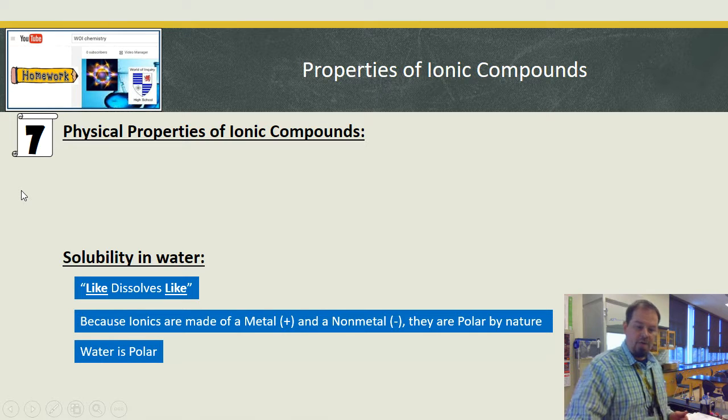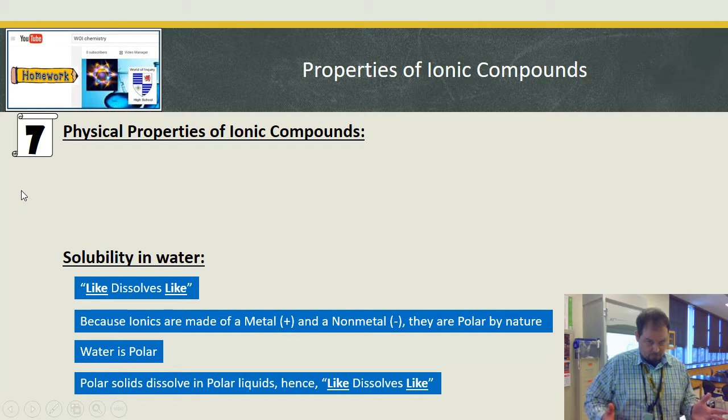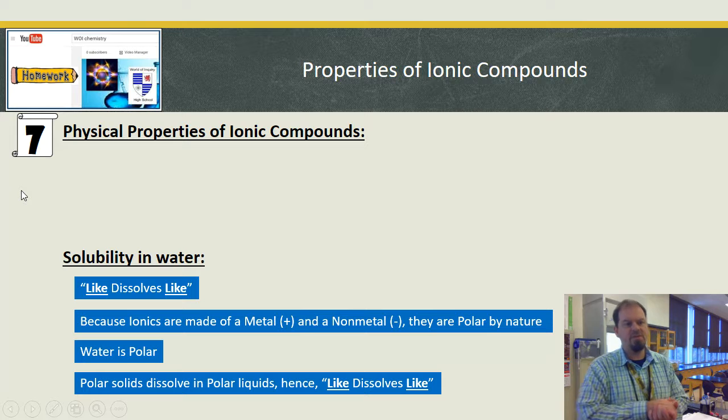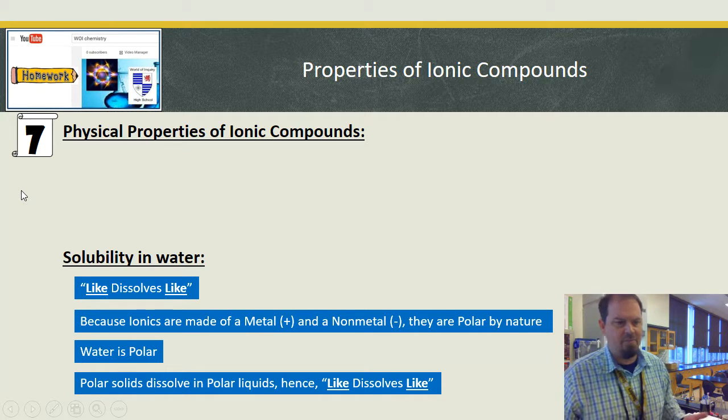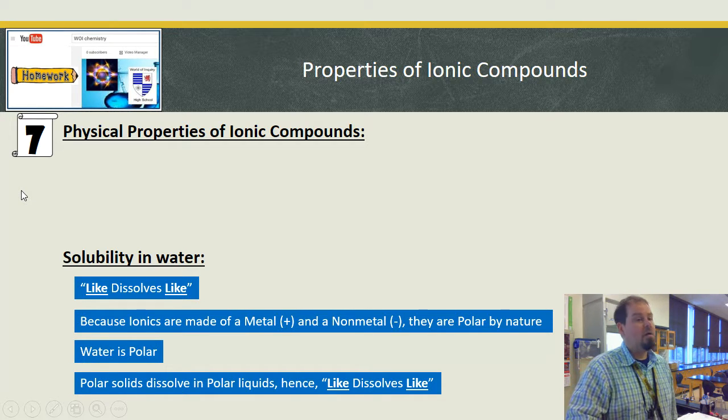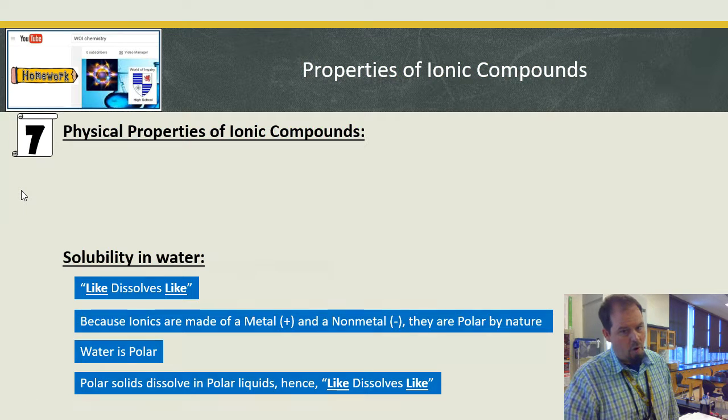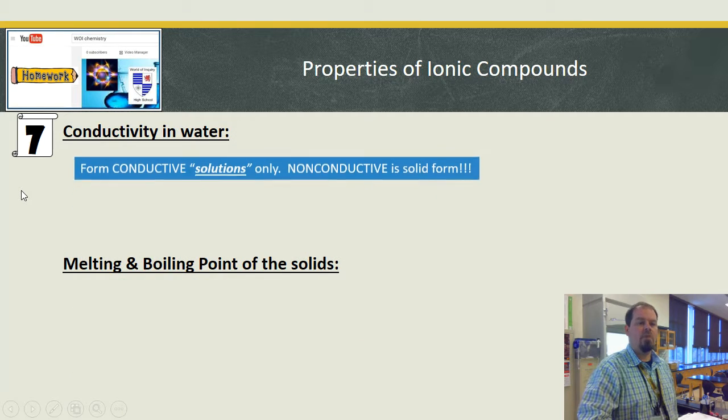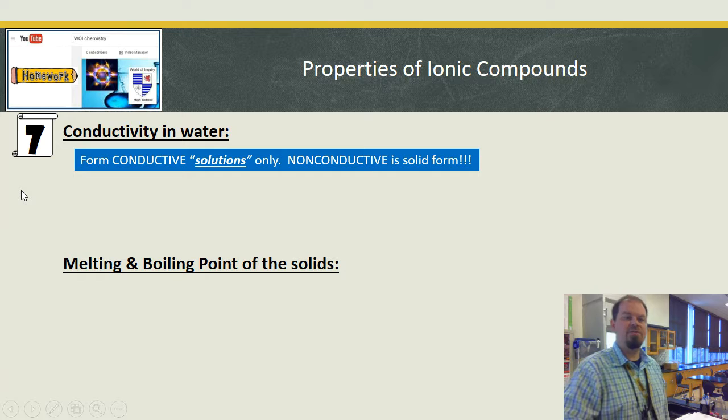Water is very polar. So for the most part, polar solids will dissolve in polar liquids, which is water, and ionics are mostly polar. So, there's a long way of getting around to the fact that, guess what? Ionics generally dissolve in water. Generally. Okay? Conductive solutions. Non-conductive in the solid form.